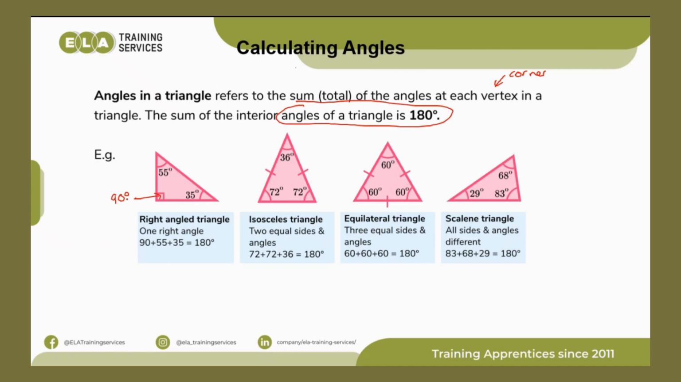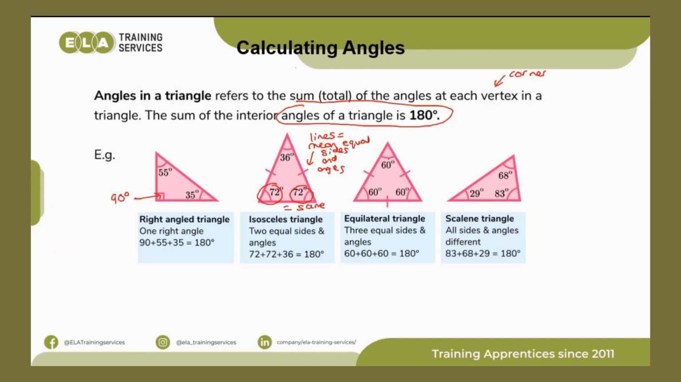So to work out the angles, if you were only given one of these and you were given 55 and 90, remember this angle and this angle and this angle all make 180. So you would do 90 add 55 add 35 to give you 180. We then have an isosceles triangle, and these lines mean equal sides and angles. So these two angles will be the same. So these two add this one will make 180.